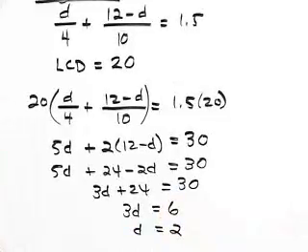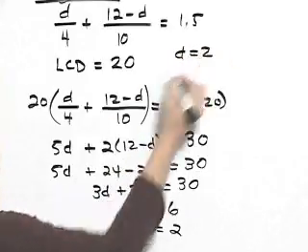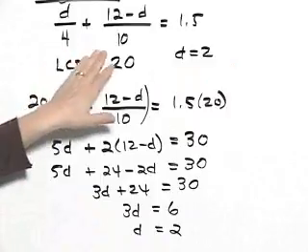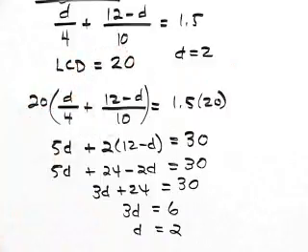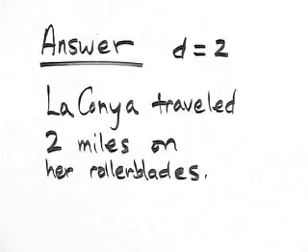Now as we go back to the original equation, we want to determine if 2 is indeed a solution. Notice that the denominators of the original equation are not variables, so therefore we know that D is in fact a solution. The third step to the problem is to answer the question.